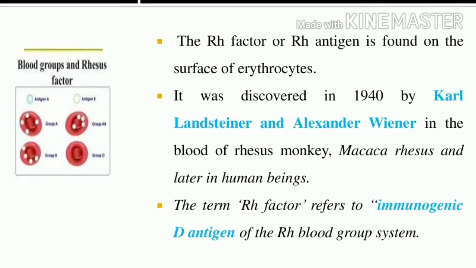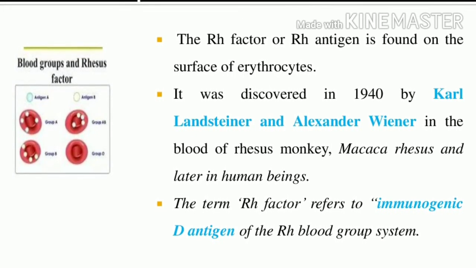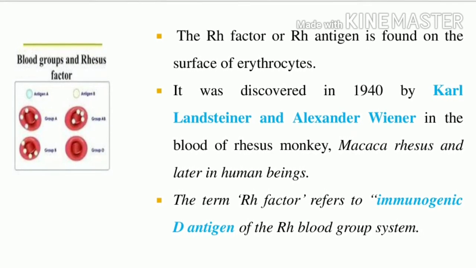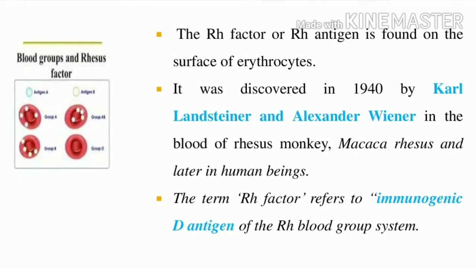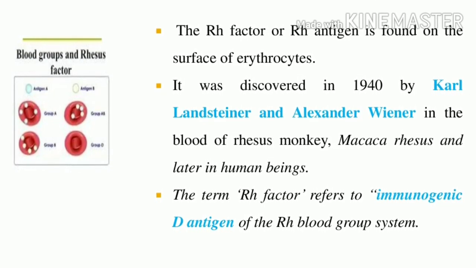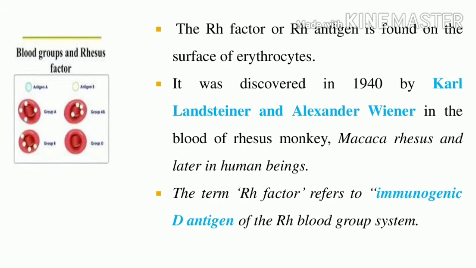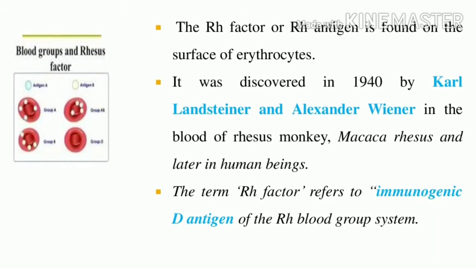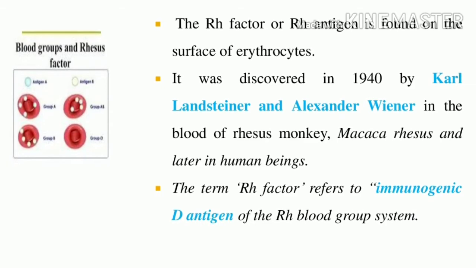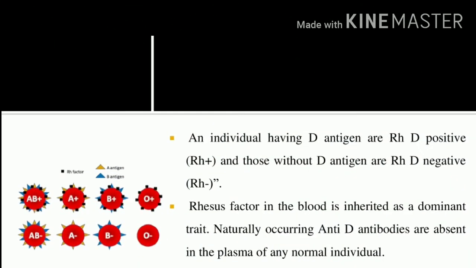Why is it called RH? Because they used the name of the animal, the Rhesus monkey, Macaca rhesus. So they call it the RH antigen. What is the correct name of this antigen? That is the D antigen. The RH factor is the D antigen. Can you understand? An individual having a D antigen.